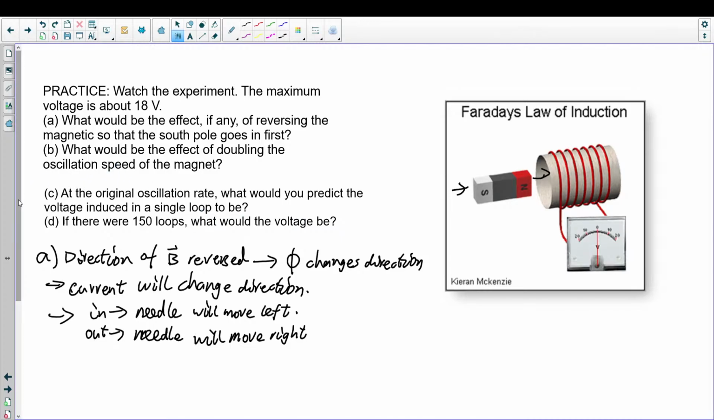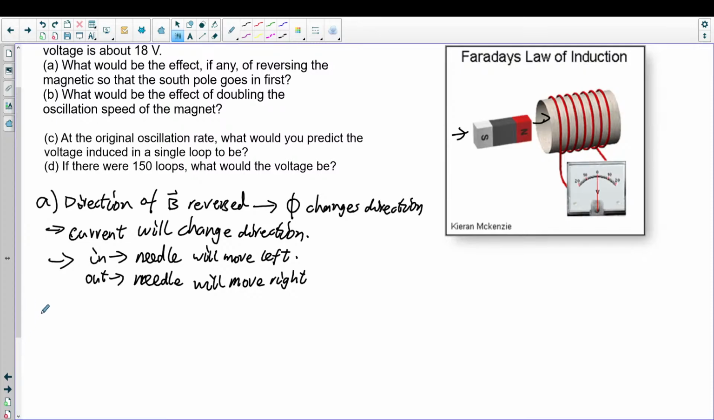Now, B. What happens if we double the oscillation speed? Well, as we know, v is equal to d over t. I'm assuming it didn't increase the distance it moves, which means speed is inversely proportional to time. So if we double the speed, that means we halved the time.